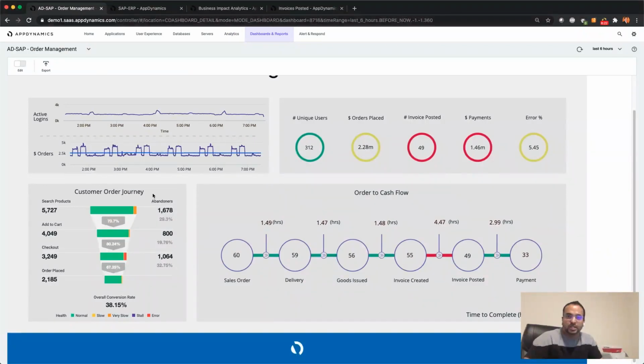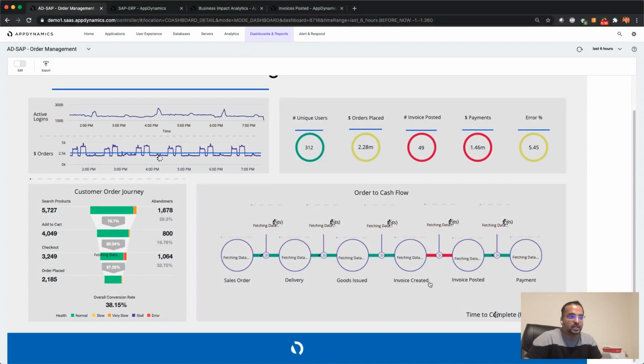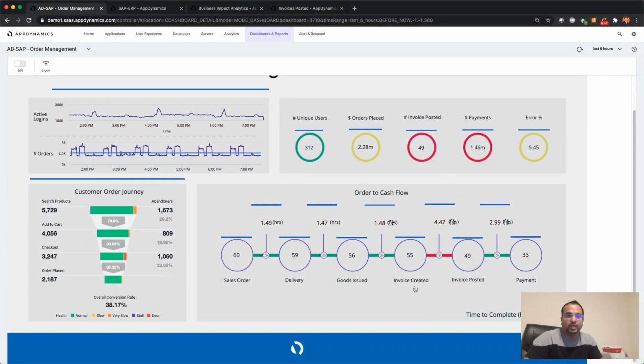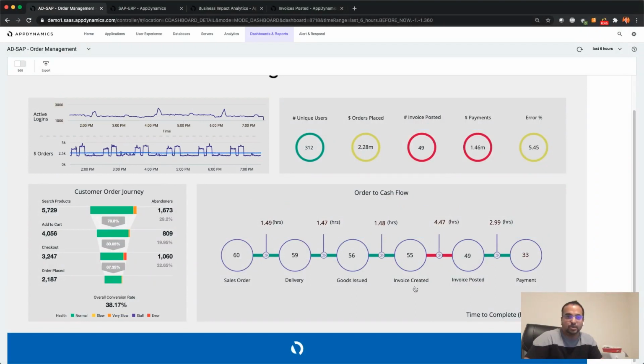From the end user customer journey, we now translate to the order fulfillment journey. The order fulfillment journey, or the order to cash flow, as we identified, consists of various steps depending upon how the SAP systems are set up. In this particular case, what we're seeing is there's a huge time lag between when the invoice was created from the SAP user to when the invoice was posted to the SAP customer. Compared to the other processes, this process is taking a particularly long time, which in turn is having a huge impact on the total time taken for the order fulfillment to complete.